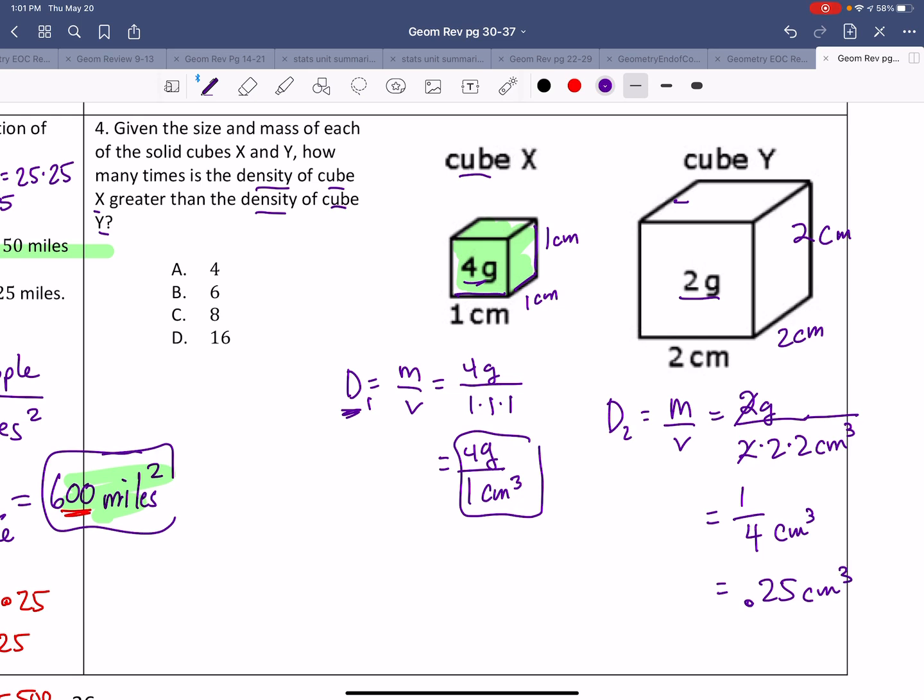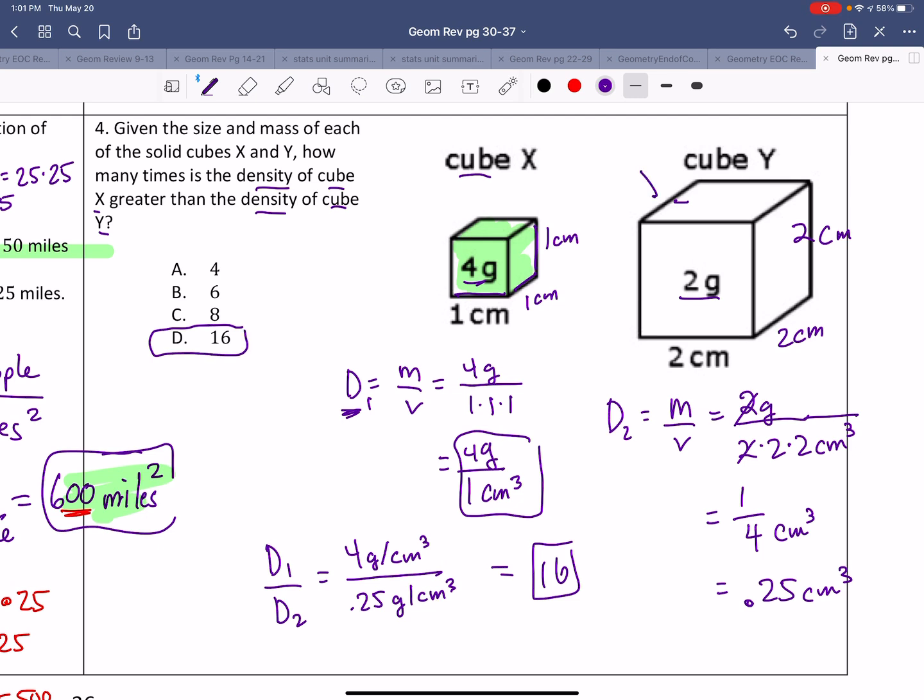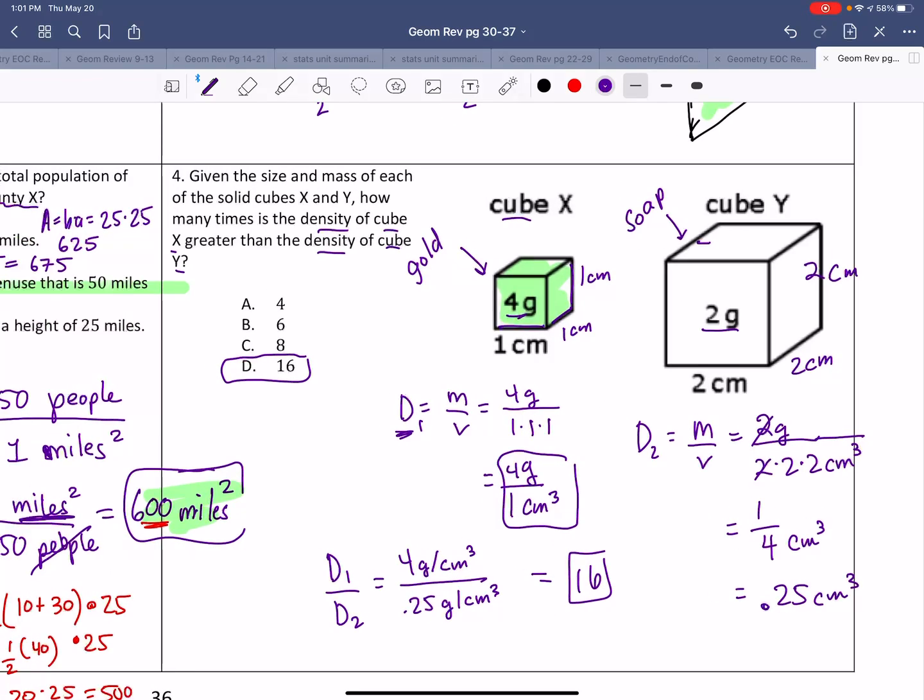Now to compare, you have to take the big one over the little one. So the big one over the little one, 4 grams per centimeter cubed over 0.25 grams per centimeter cubed is what? I get 16. So you could think of this as like maybe a bar of soap, and this is a bar of gold. It's much denser. So even though the soap is bigger, it's a lot lighter. So it's 16 times denser, the gold is, than the soap.